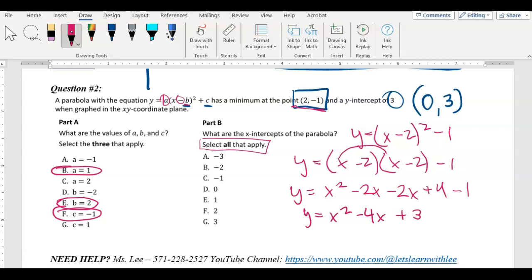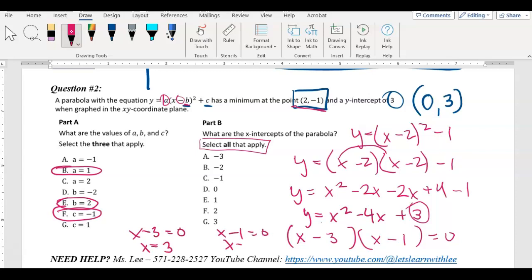Okay, now I can factor to find my x-intercepts. So I'm looking for factors of 3 that add up to equal -4. So it's going to be x minus 3 and x minus 1, because this will give me x squared. -3 times x is -3x. -1 times x is -1x. That gives me my -4x. And a -3 times a -1 gives me a +3. So I can now solve this to find my zeros. So x minus 3 equals 0 means that x equals 3. And x minus 1 equals 0 means that x equals 1. So my zeros are E and G.